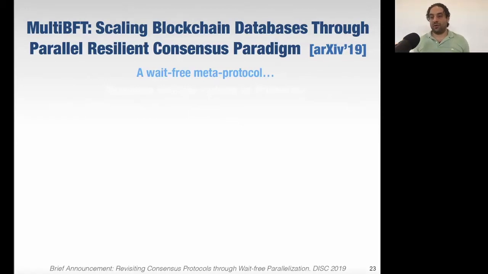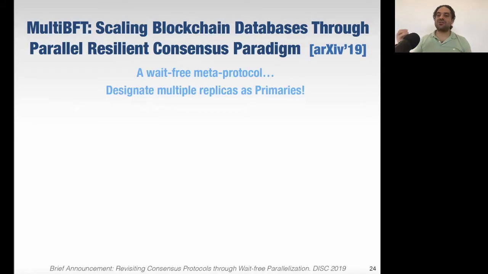the whole overall consensus. And in doing so, we've developed MultiBFT, which is a wait-free meta protocol, and its intention is to designate multiple voters or multiple endorsers as primary. Essentially now every replica will put on a hat that acts as a replica, but it also acts as a primary and election commissioner. So we have multiple election commissioners that are working in parallel together.